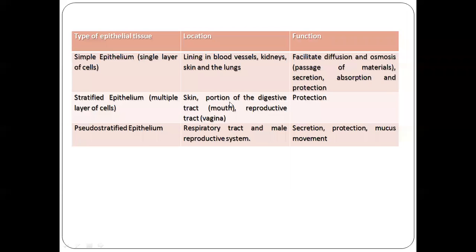Stratified epithelium, multiple layer cells. Location: skin, portion of the digestive tract, for example, mouth, reproductive tract, vagina. Function: protection. Pseudostratified epithelium, we have the respiratory tract and male reproductive system. The function, secretion, protection, and movement of mucus.